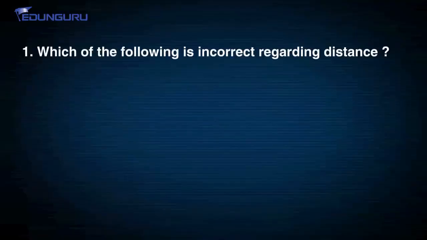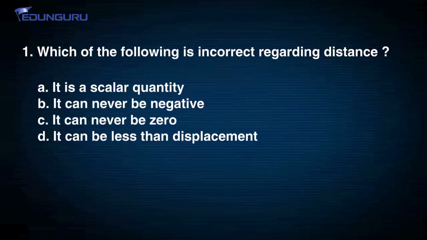Now, before moving to the next module, you have to answer the following 3 questions correctly. Question number 1. Which of the following is incorrect regarding distance? Option A, it is a scalar quantity. Option B, it can never be negative. Option C, it can never be 0. Or option D, it can be less than displacement.